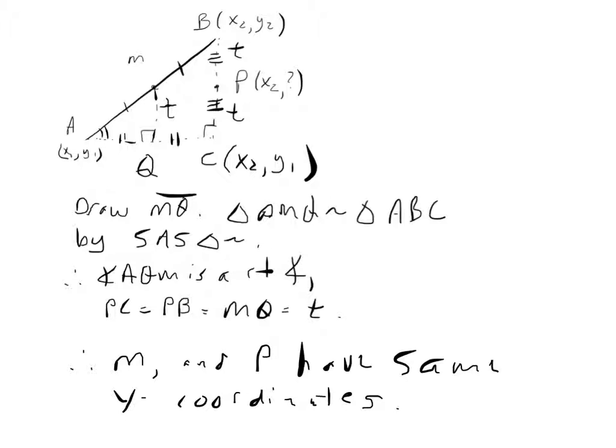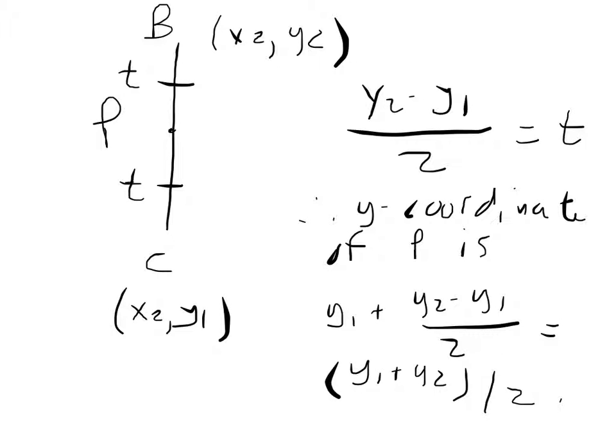That means then corresponding angles in similar triangles are congruent. We had shown before that BC and AC are a vertical and a horizontal line. They're perpendicular, which gets a right angle. So therefore angle MQA is going to be a right angle. We also then know that if the scale factor is 1 to 2, let's call segment MQ length T, and then note that since P is a midpoint, CP and PB will each have a length of T. So if MQ and PC each have a length of T, that would mean that M and P will have the same Y coordinates.